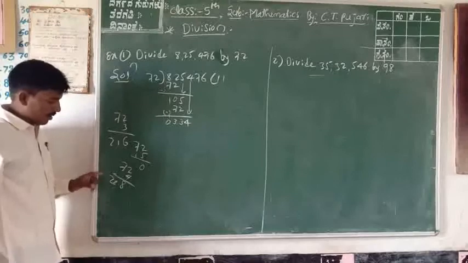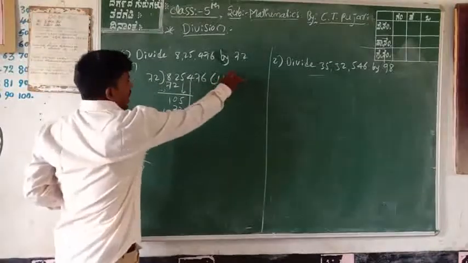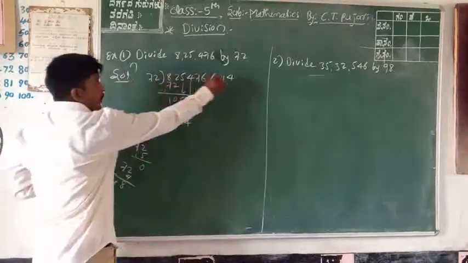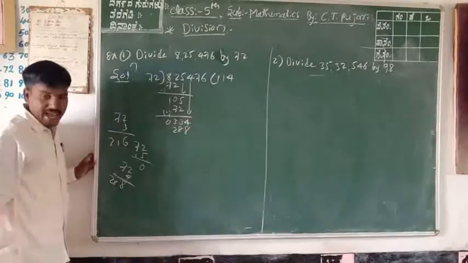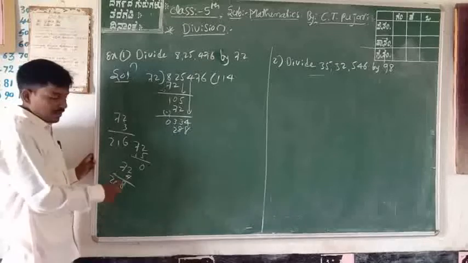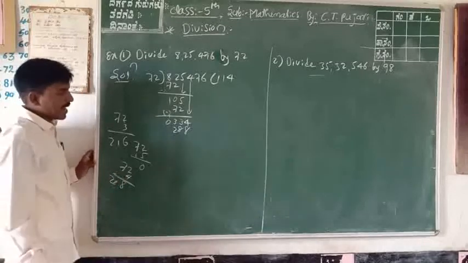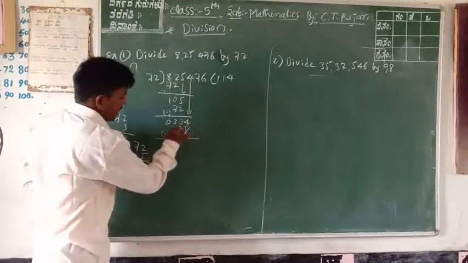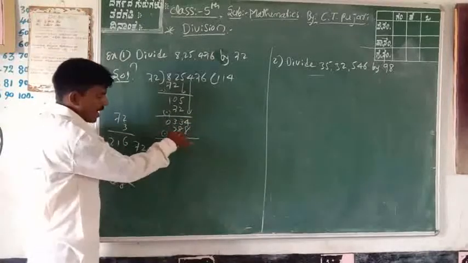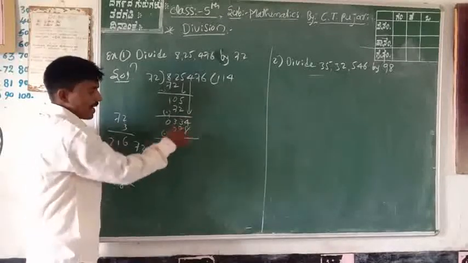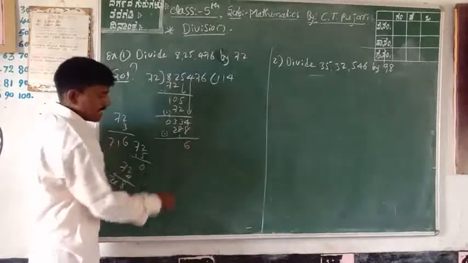Therefore 72 times 4 is 288. Check once: 4 twos are 8, 4 sevens are 28. Next, again minus. 4 minus 8 is impossible. You can take carry 1. 14 minus 8 is 6.